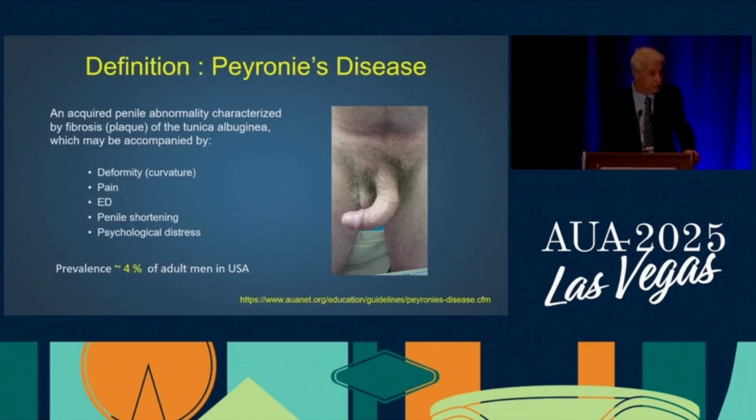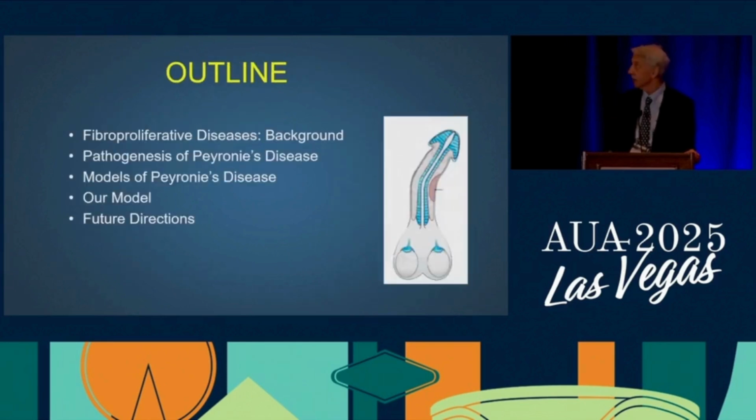By definition, Peyronie's disease is an acquired penile deformity characterized by a fibrous plaque within the tunica albuginea, and it may be accompanied by any one of these 5 different presentations here. Mostly we know it by deformity or penile curvature. Importantly though, the prevalence of Peyronie's disease is approximately 4% of adult men in the United States.